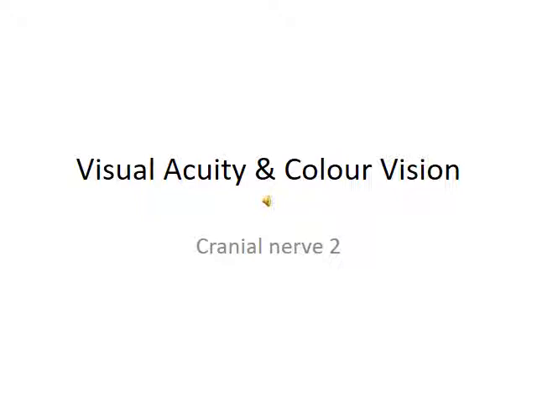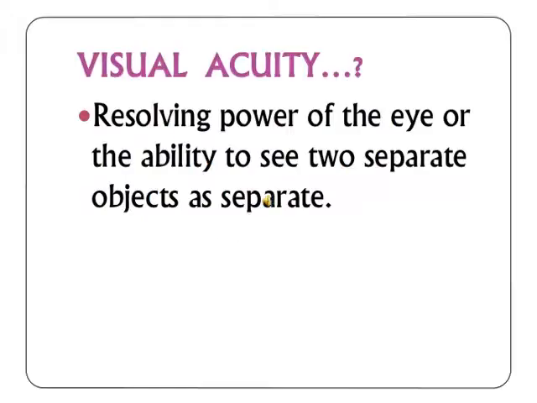The optic nerve is concerned with transmission of various visual sensations to the brain. That is, it is responsible for the sense of vision. Visual acuity is the resolving power of the eye. It means that two separate points or objects can be seen as separate and distinct. So, it is the resolving power of the eye when two points can be seen as separate.